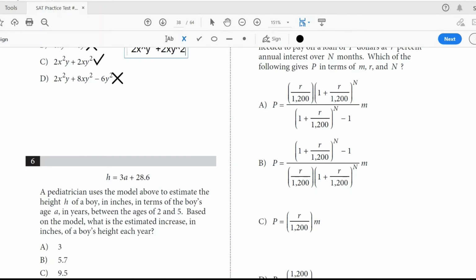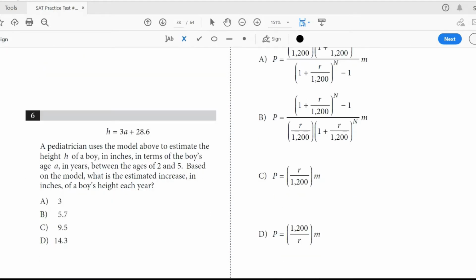Now, let's move on to question number 6. H equals 3a plus 28.6. So essentially, this is an equation for this sort of problem here.